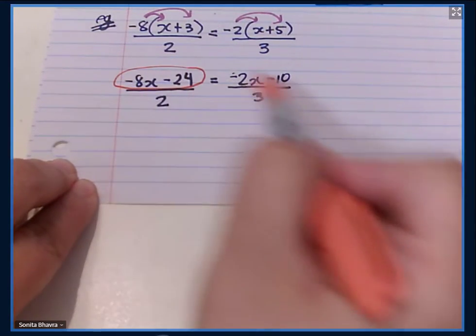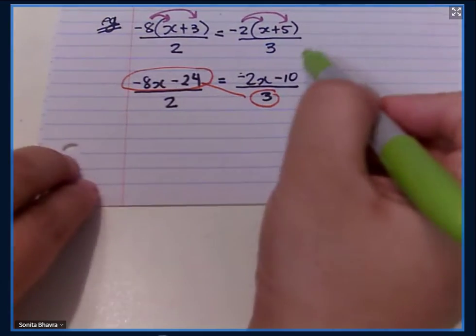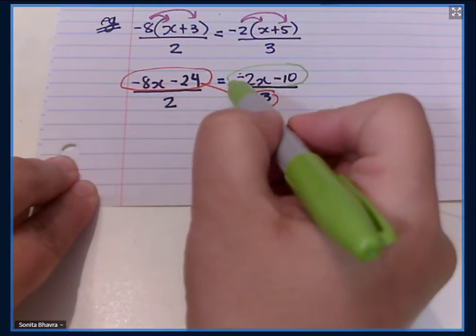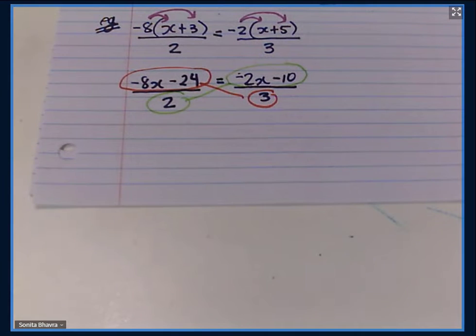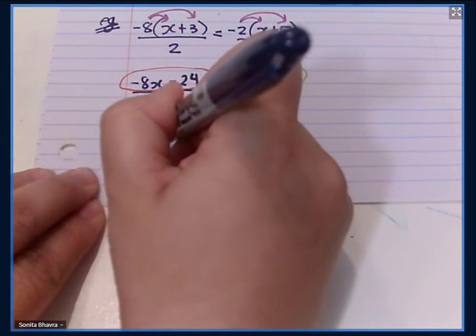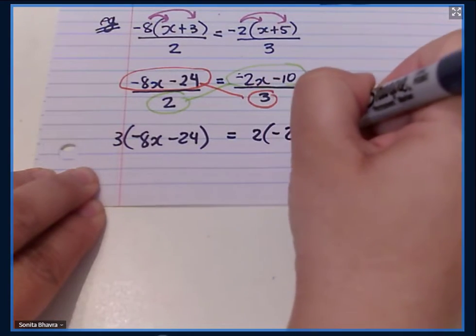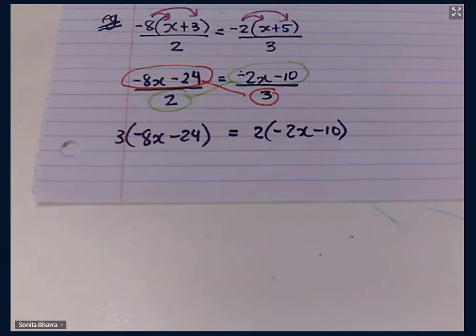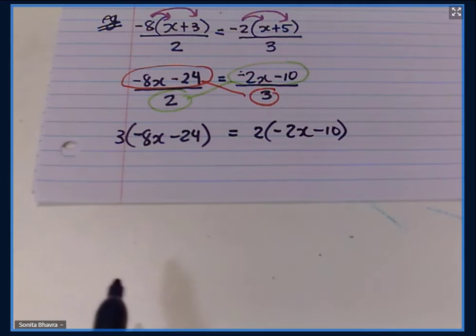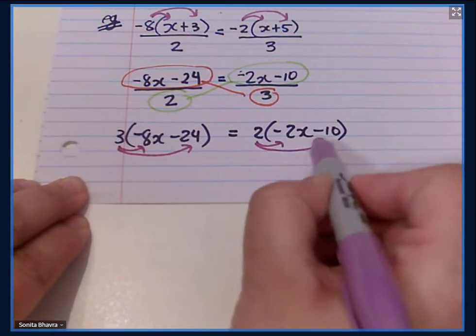So top left with bottom right, we'll multiply those together, and the top right will multiply together like this. Top right with the bottom left. Okay, so that will give me on the left-hand side 3 times -8x minus 24, and it's equal to 2 times -2x minus 10. Okay, and then we'll have to do distributive property here again.